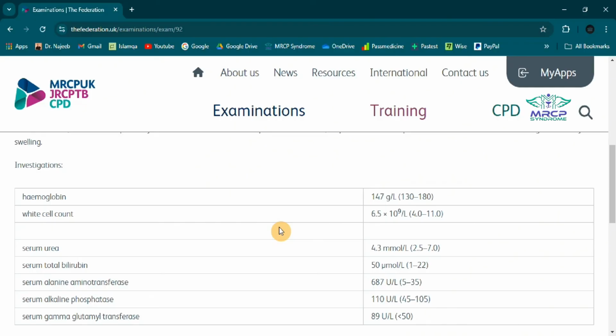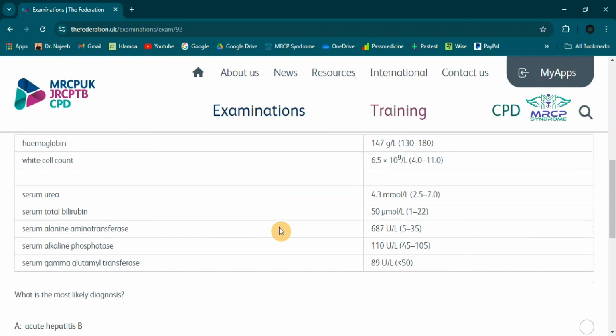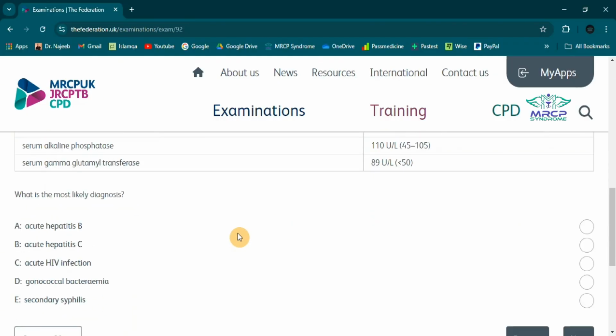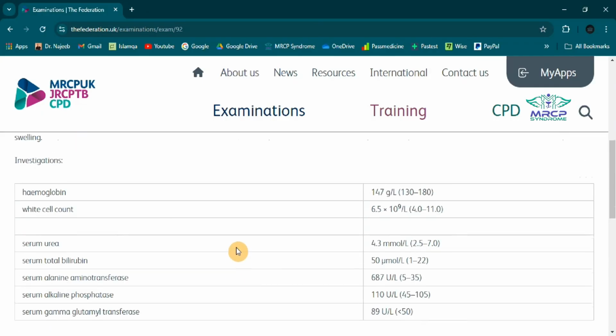On investigations, hemoglobin was 147, WBC 6.5, serum urea 4.3, total bilirubin 50, ALT 687, ALP 110, and gamma GGT was 89. So this is another difficult question. Do you think this is hepatitis B, hepatitis C, or HIV infection?